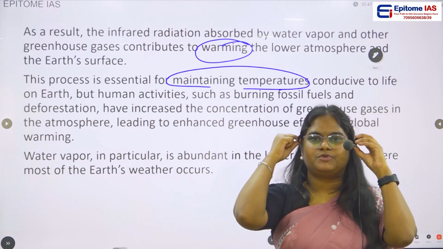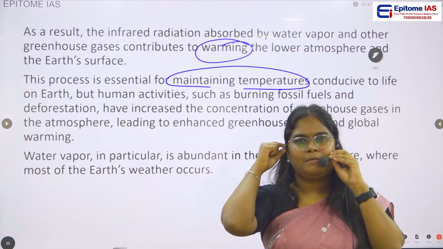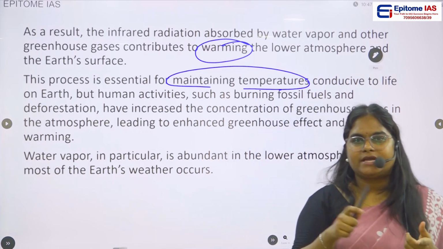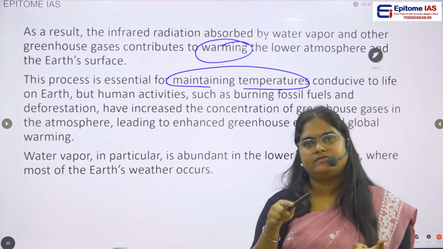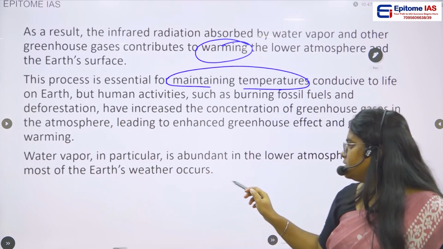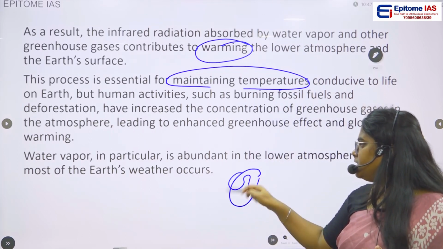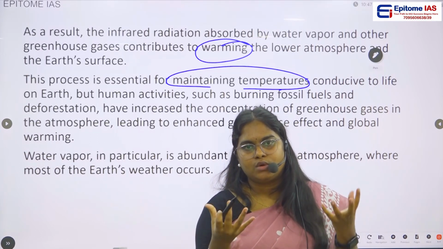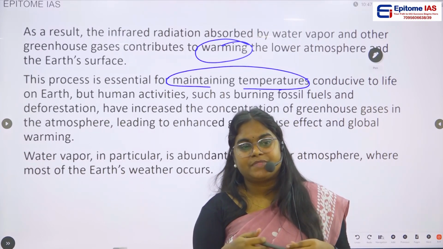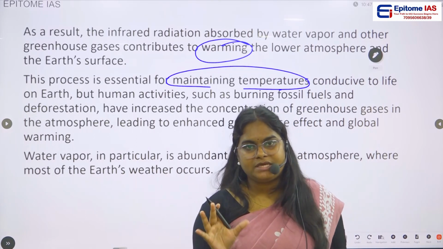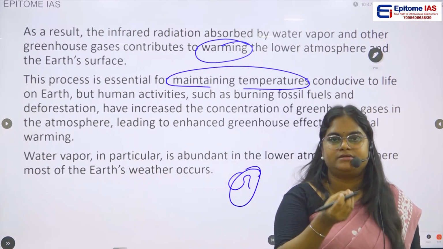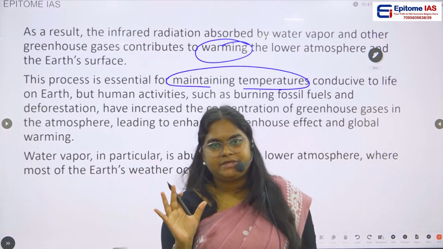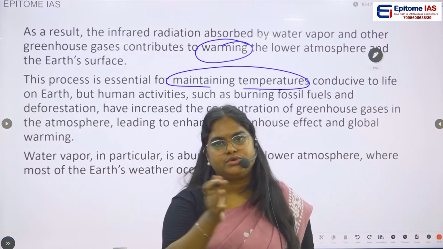So actually this process is not a bad process. Okay, it actually helps to maintain the temperature of the Earth. Let's say this particular phenomenon is not there, then what will happen? Earth will turn into a cold ball. Or let's say this particular phenomenon is actually helping the Earth to keep it neither too cold nor too hot.